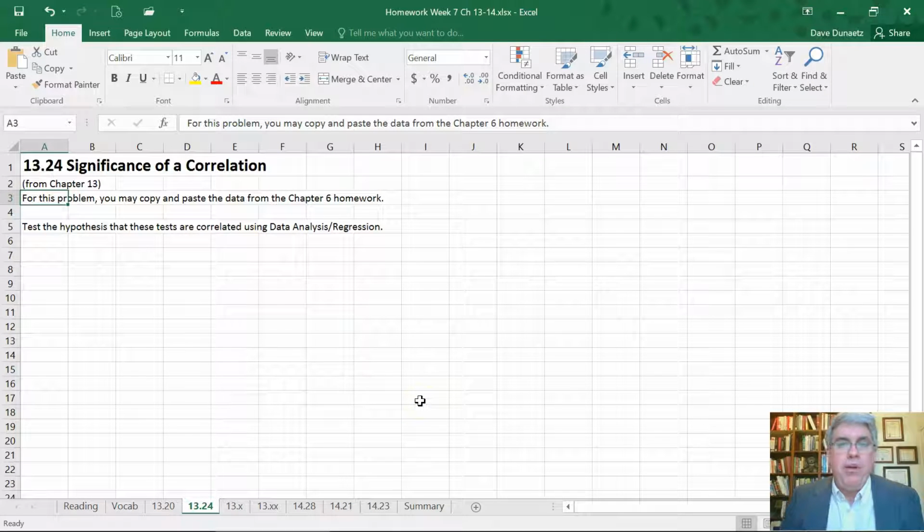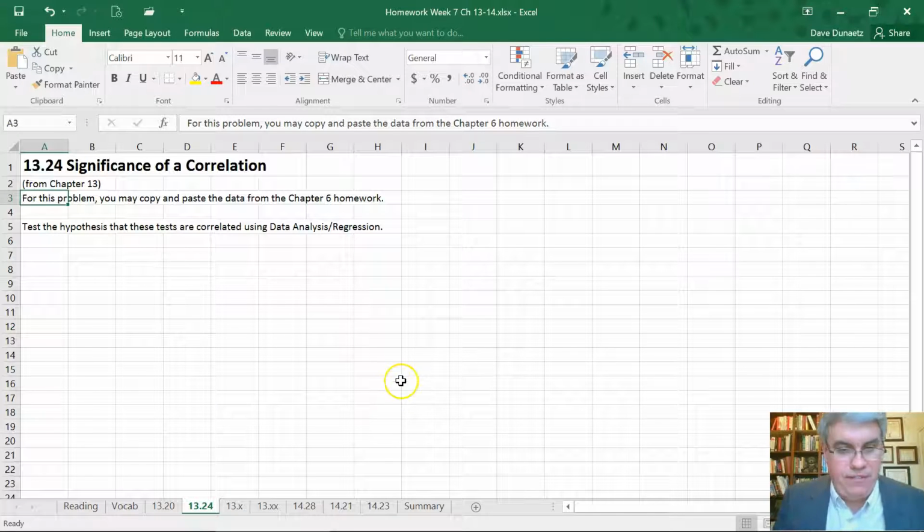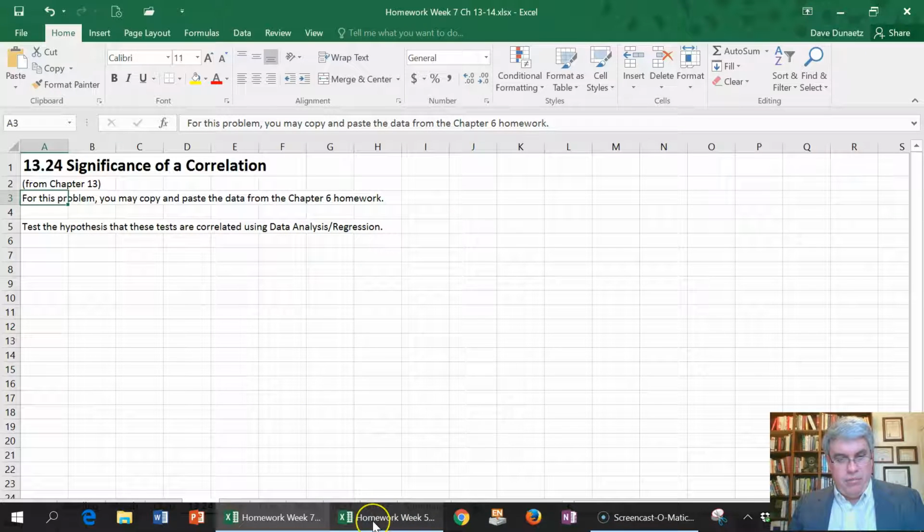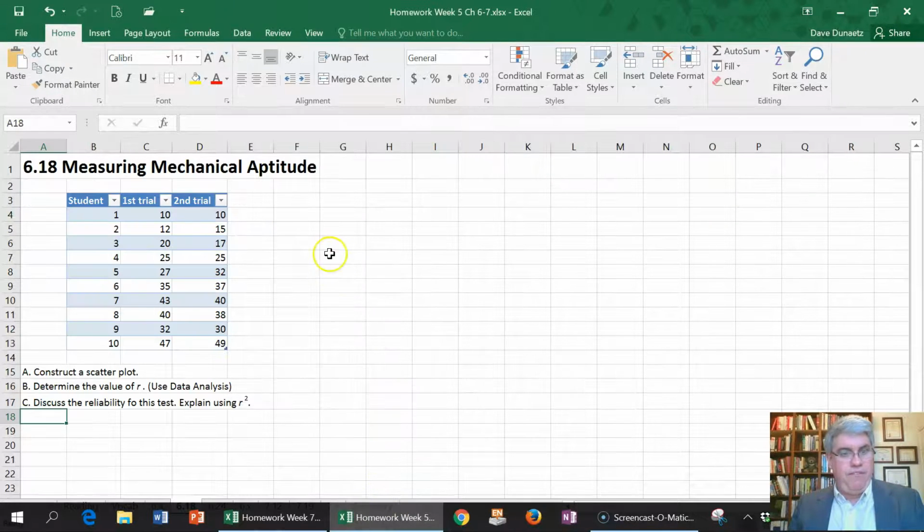In this problem, we're going to go back to the example that we did a few weeks ago, looking at two mechanical aptitude tests. And we want to see if the scores in the two tests are correlated and if this correlation is significant. So we need to go back to our Chapter 6 homework, and that was week 5.